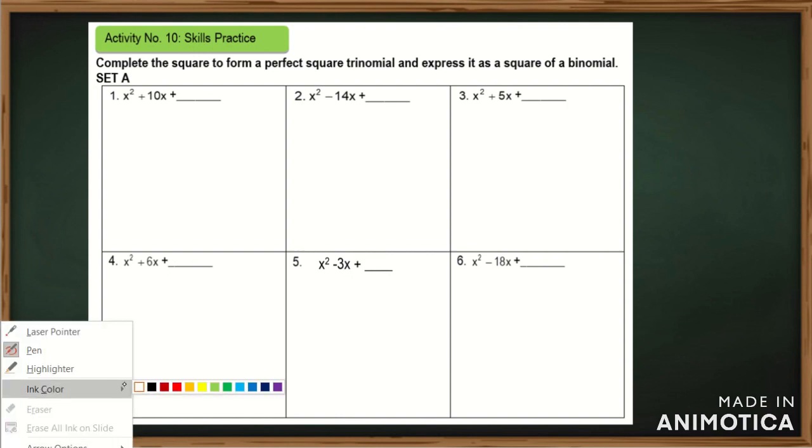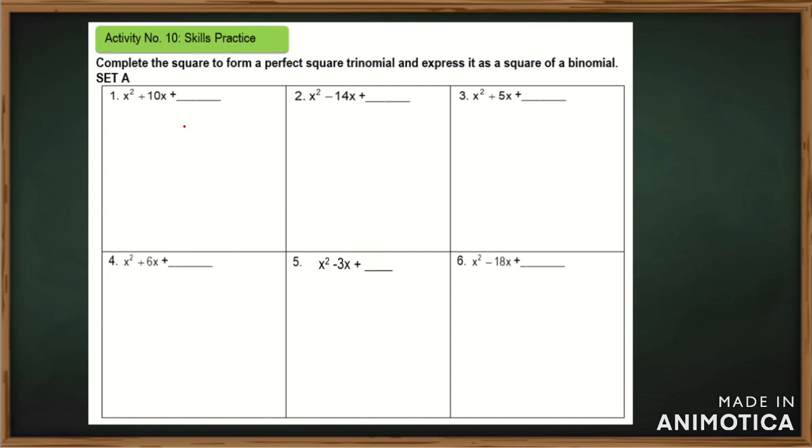Let's check. So we have here x squared plus 10x, so get the square of half of 10. So we have x squared plus 10x plus 5 squared. Then we have now x squared plus 10x plus the square of 5, which is 25, and then we are going to express it as a square of a binomial. So we get the square root of x squared, so we have x. Then get half of b, so that is 10 divided by 2 equals 5.